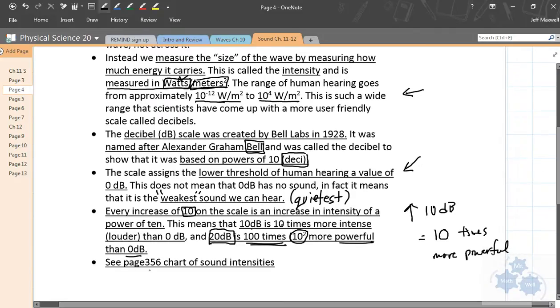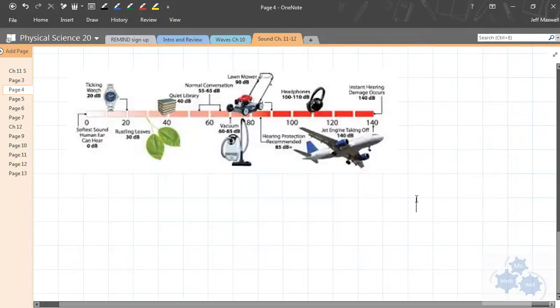All right, take a look at the page 356 chart, and you'll get an idea of the relative sound intensities of different things. Your chart is not like this. You have some more details, but just generally for our notes here, 0 is the threshold of hearing, the softest sound a human can hear. A ticking watch is about 20 dB, pretty quiet, right? The rustling of leaves, about 30 decibels. A quiet library, 40. Normal conversation, between 55 and 65 decibels.